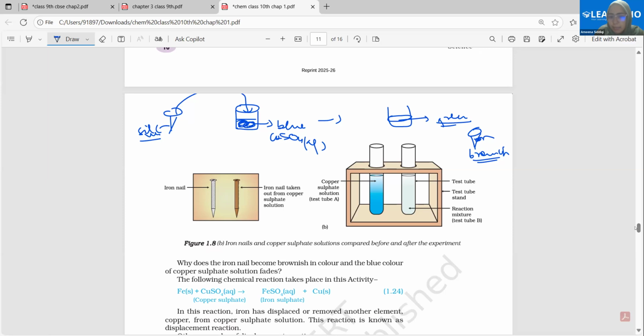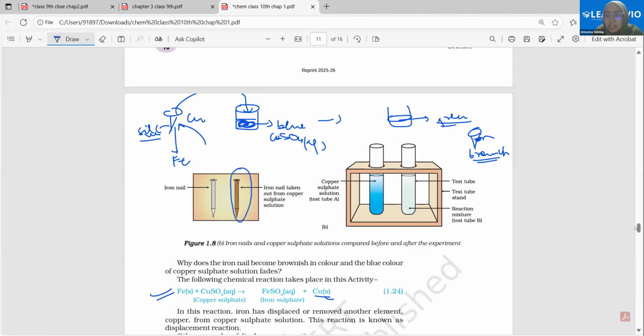See, what will happen, beta? We just now understood this equation, right? This copper will be given out in the solid form, therefore it will get deposited on the nail, and iron from the nail is participating in the reaction to form ferrous sulfate. Therefore, the nail will give out iron, and copper will get deposited on the nail in the solid form. Therefore, the nail will acquire the color of copper, which is slightly brownish. I hope that is understood.